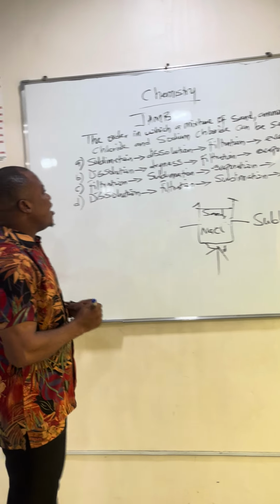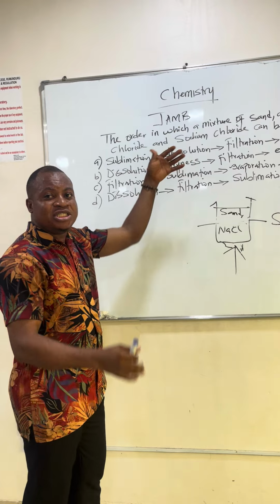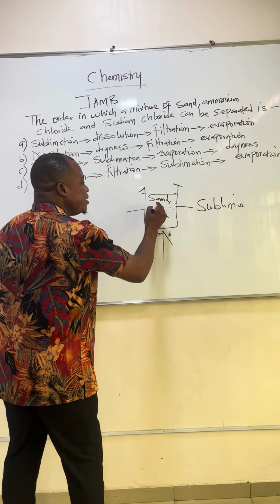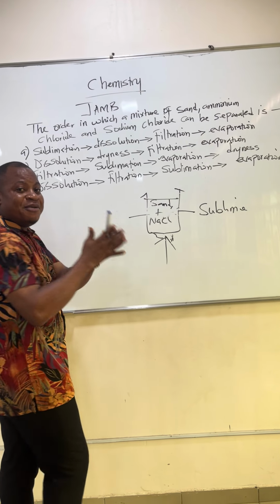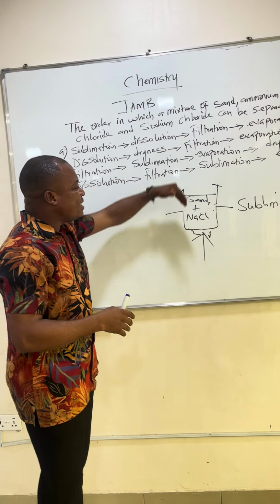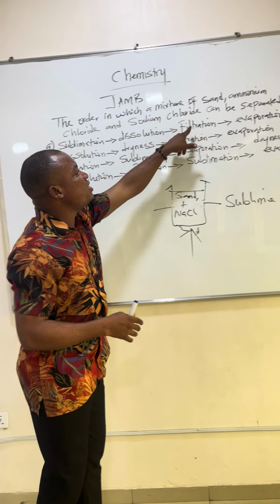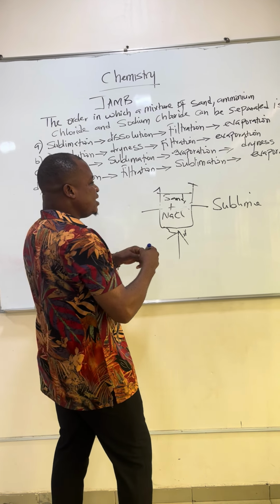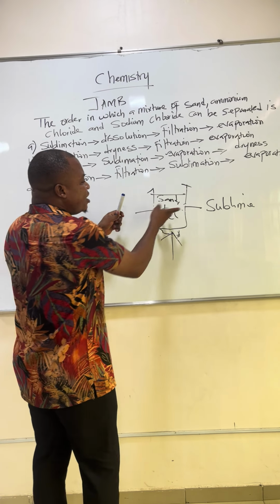Now, with this, we can separate the sand from the salt by dissolving in water. We are going to dissolve the salt in water with the sand present. The next separation technique we are going to apply, after dissolving in water, is filtration. When we carry out filtration, we will be able to separate the sand from the liquid itself.